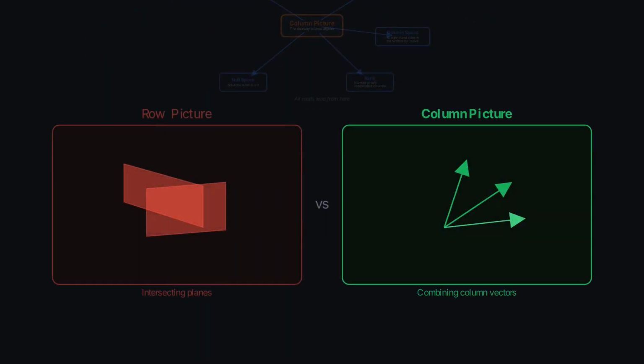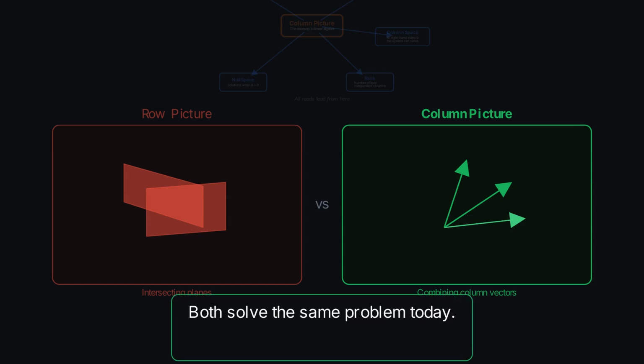Now the row picture gave us beautiful intuition in 2D and 3D. Don't forget it. It clarifies intersections, parallel planes, and the degenerate cases. But the column picture is the one that keeps working in every dimension. Both pictures solve the same problem today. Only one comes with us to higher dimensions.